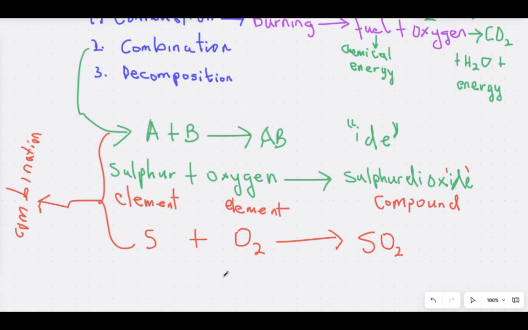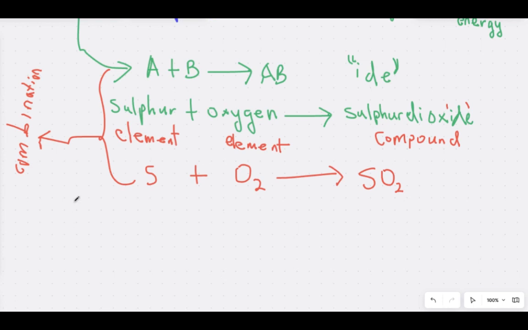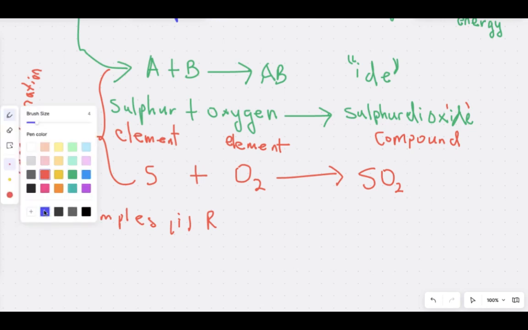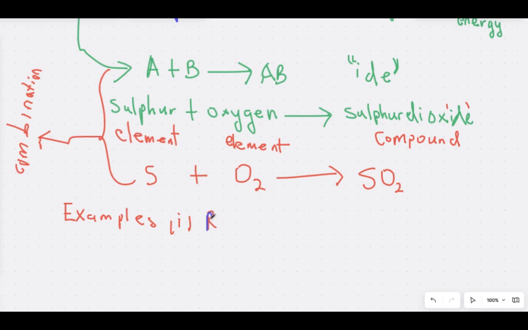Now let's take a look at other examples of combination reaction. Examples. One, rusting. Rusting is an example of a combination reaction.